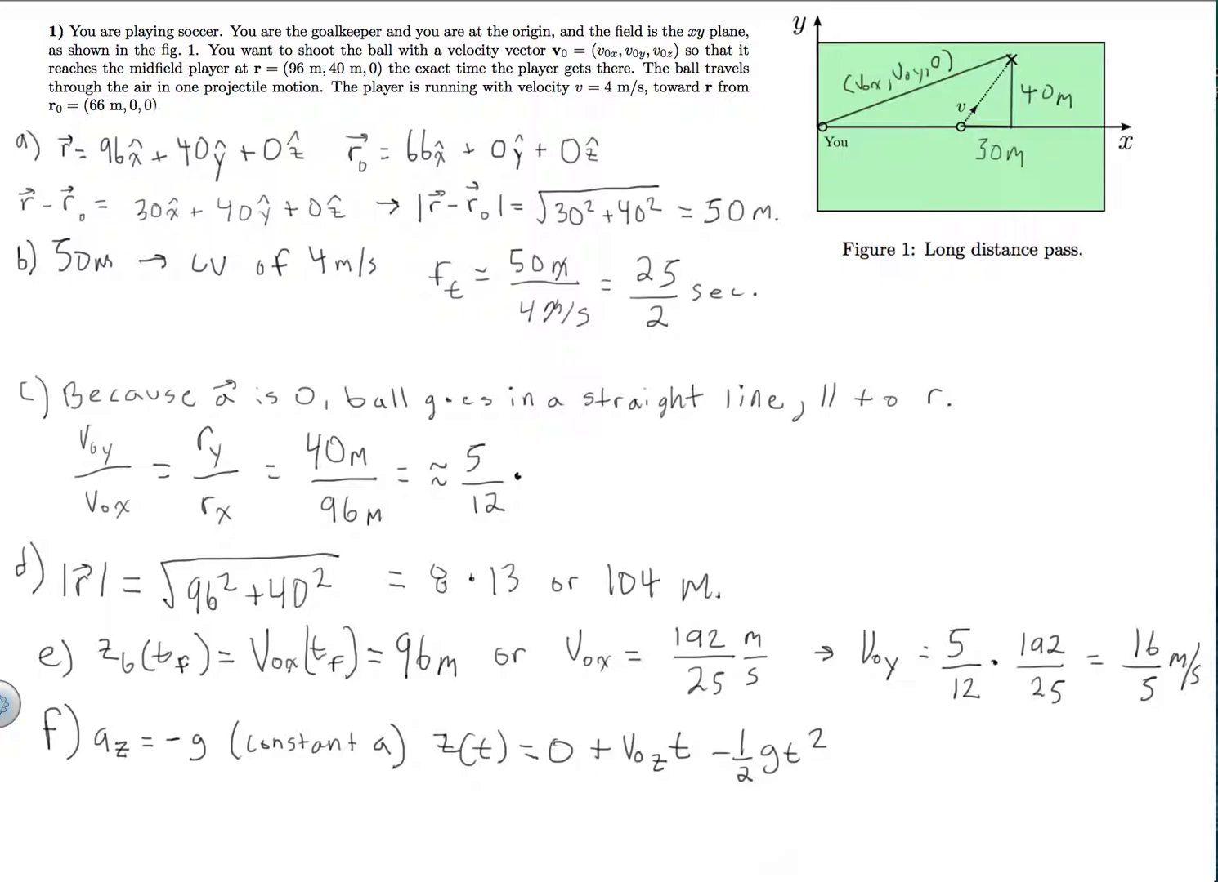And so what we do know is we know that z of tf is equal to 0, and thus v naught z, using standard algebra, is equal to 1/2 g times 25 over 2, and that yields 125 over 2 meters per second for the velocity of the z component.